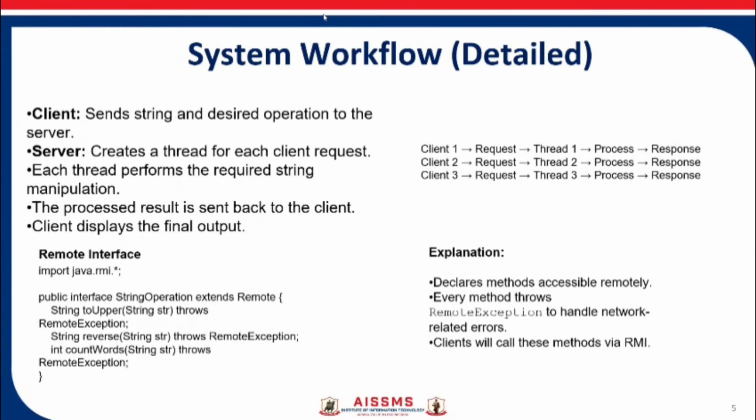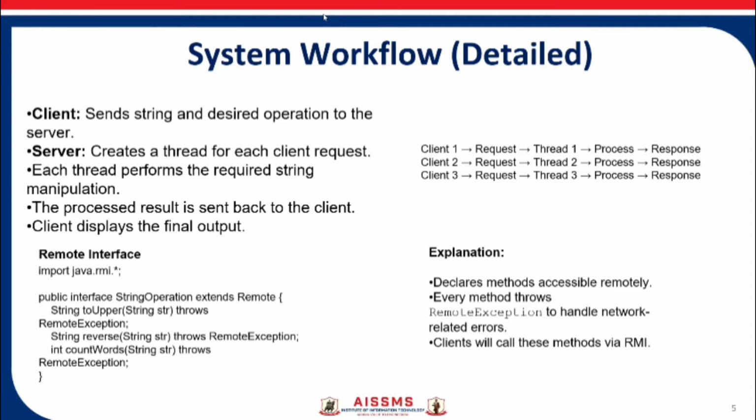System workflow. Let's understand how the system actually works step by step. Server initialization. The server starts first. It creates an instance of the string manipulation service and registers it with the RMI registry using a unique name like string service. Client lookup. The client running on a different machine connects to the same registry and looks up string service. The registry then returns a stub, a local proxy representing the remote object.